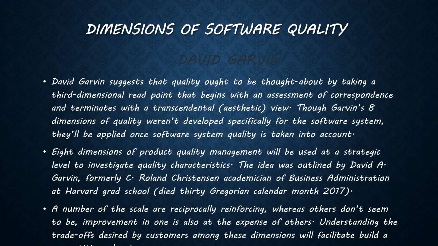Eight dimensions of product quality management can be used at a strategic level to analyze quality characteristics. The idea was outlined by David A. Garvin, formerly C. Roland Christensen, professor of business administration at Harvard Graduate School.